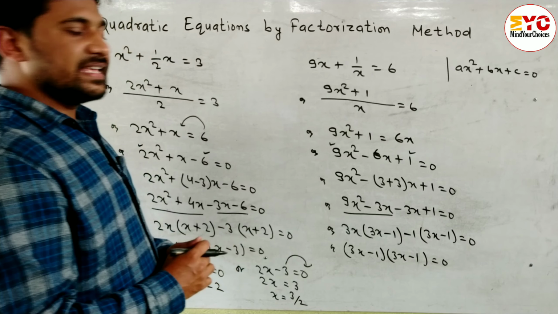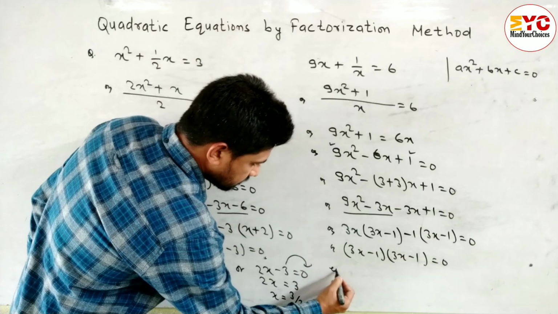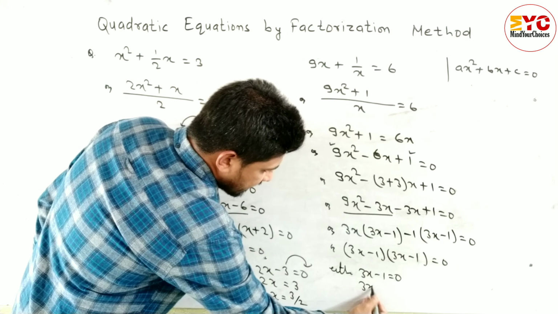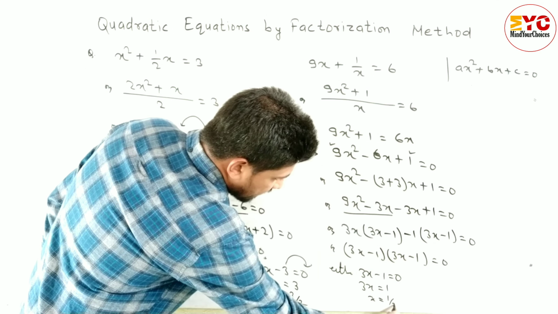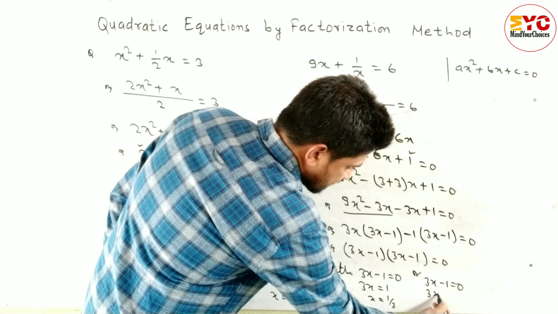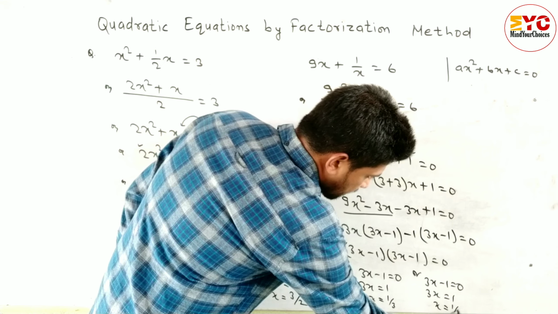Now we have to take either-or. Either 3x minus 1 is equal to 0, 3x is equal to 1, x is equal to 1 by 3, or 3x minus 1 is equal to 0, x is equal to 1 by 3.